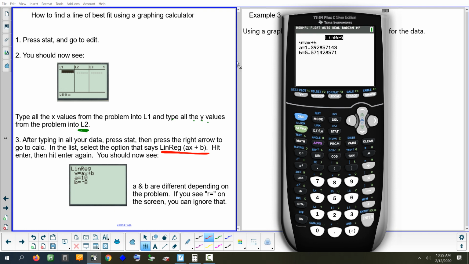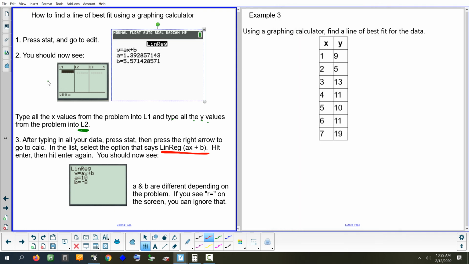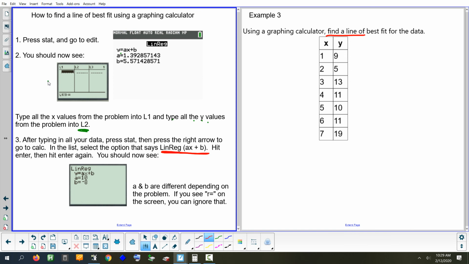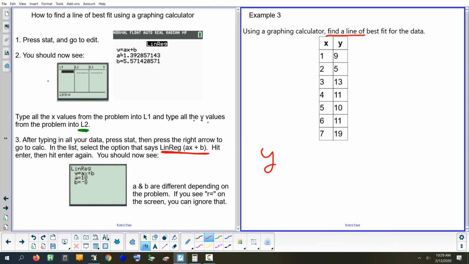Now, the last step, big brain. It says find a line. You found it, now write it down. That's the formula. Y equals AX plus B. What are they telling me to fill in for A? 1.39. That's my slope. Plus, what are they telling me to fill in for B? 5.57.